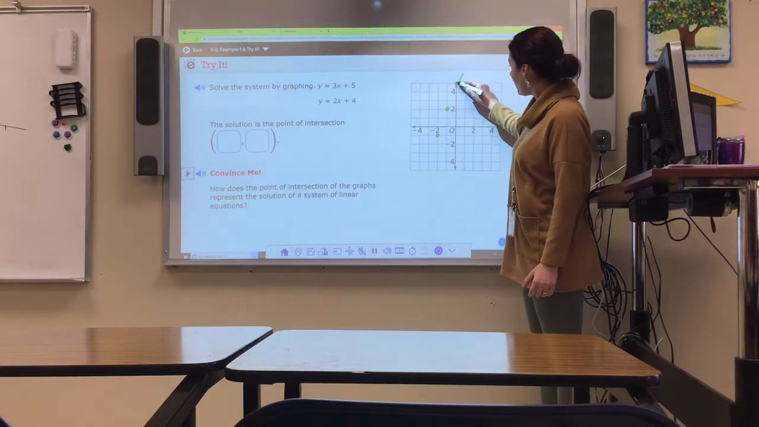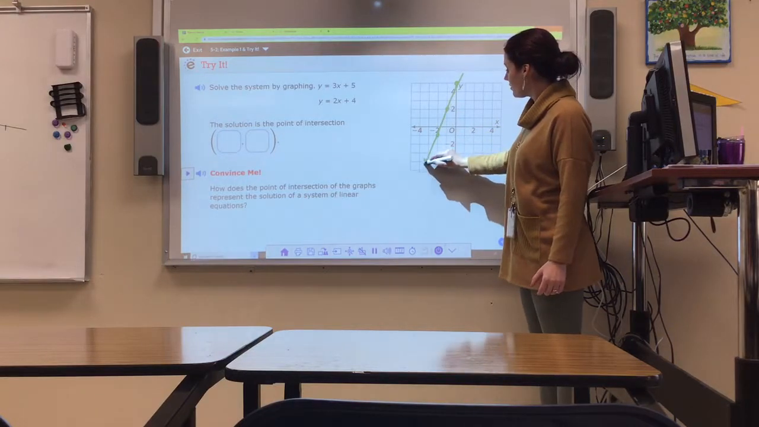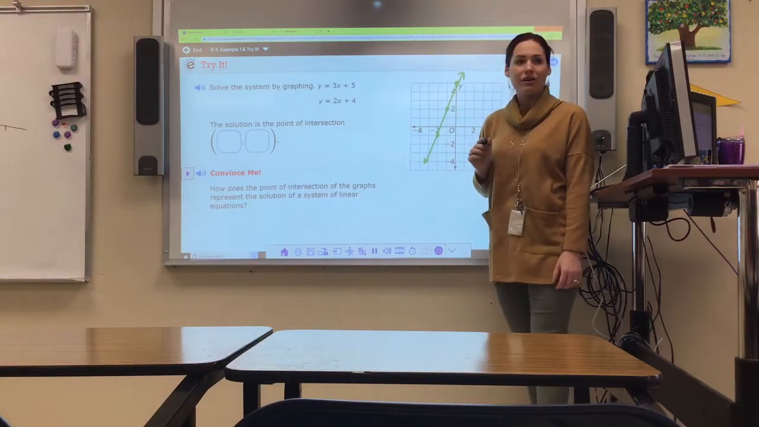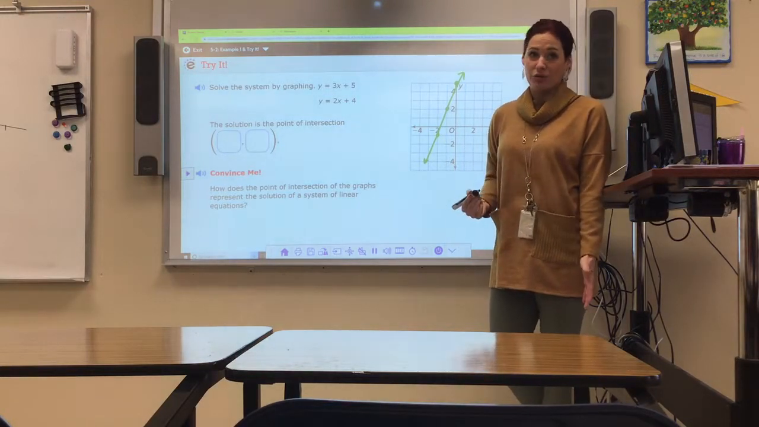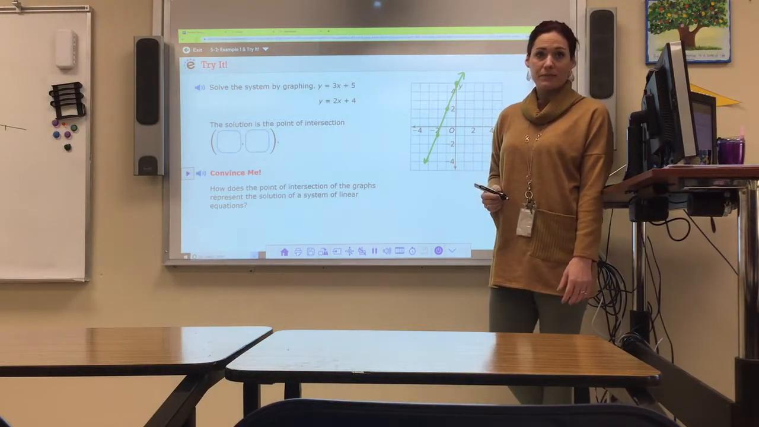Come on, Caitlin. Be really careful with your lines, because remember, we want to see where it intersects with a different line, so you got to be real accurate or you won't know where your intersection point is.